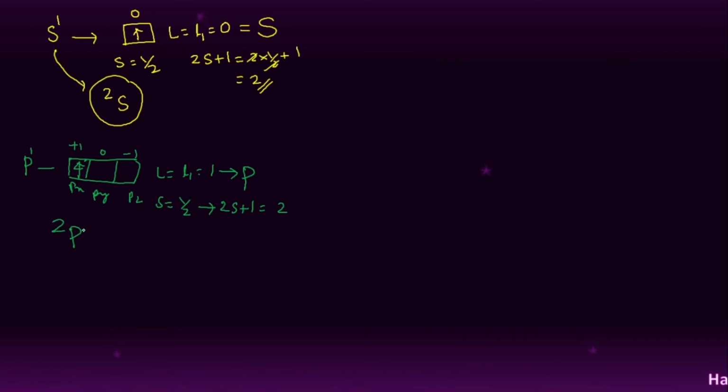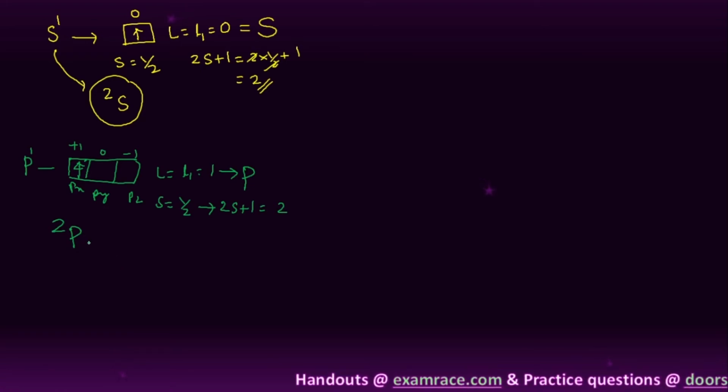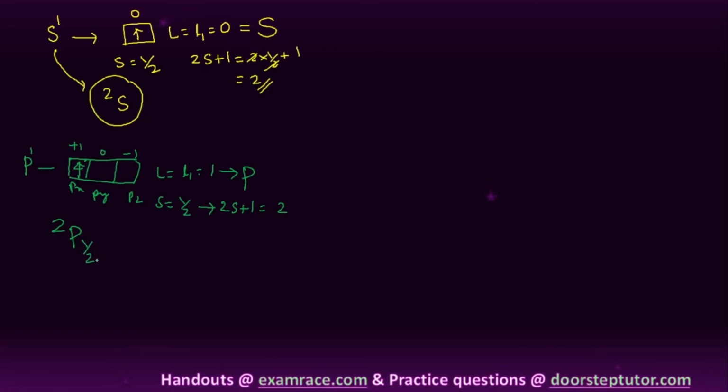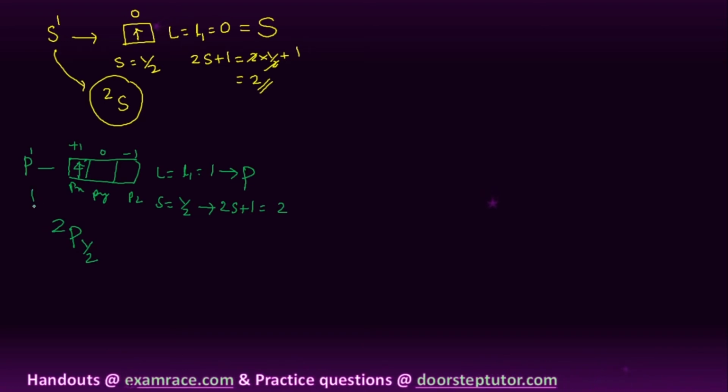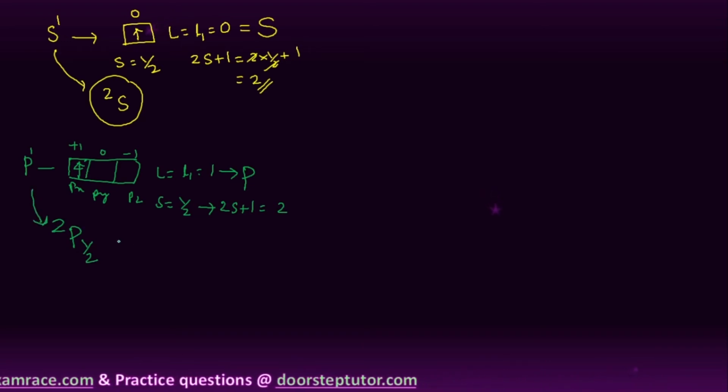It is less than half filled here. L value is 1 and S value is 1 by 2. So therefore 1 minus 1 by 2, which is nothing but 1 by 2 only. Okay. So therefore for P1 configuration, the term symbol is 2P1/2, right?